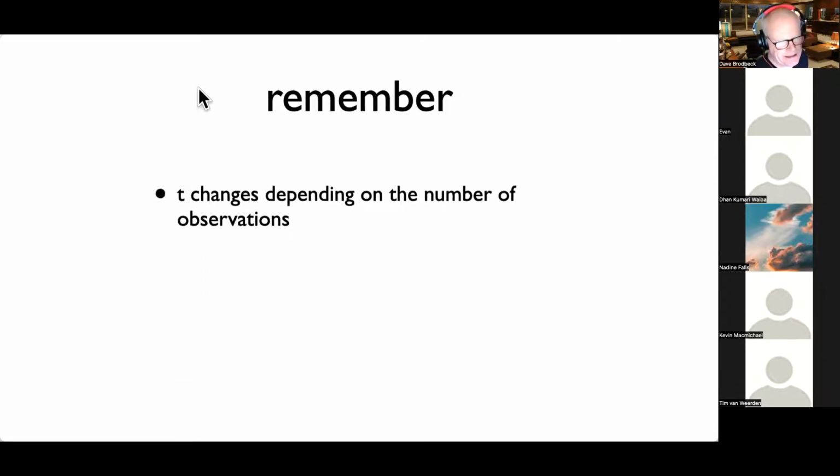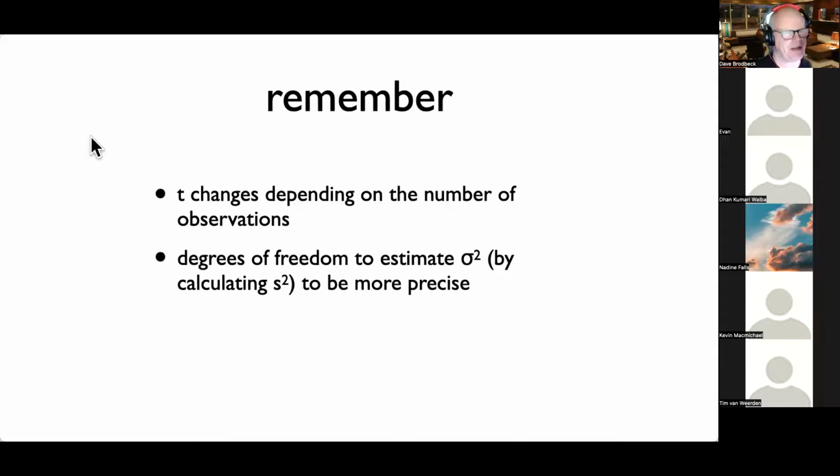Good. Things you have to remember here is that T changes depending upon the number of observations. The Z distribution doesn't change depending on the number of observations. T does. It changes by the number of degrees of freedom to estimate sigma squared. So by calculating S squared, we have lost a degree of freedom. The numbers don't have as much freedom to vary, because when you calculate S squared, you have to fix a value.